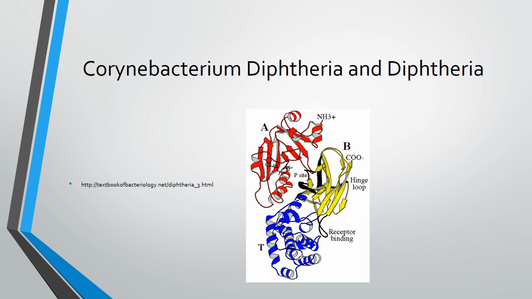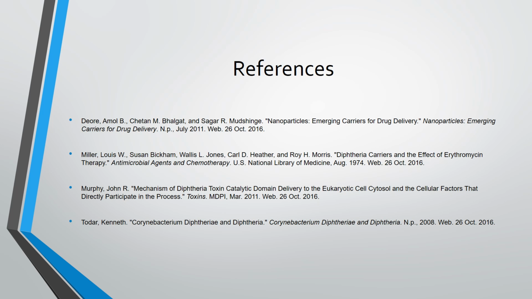Proteolytic nicking of the secreted form of the toxin separates the red and yellow chains from each other. The yellow chain's hydrophobic translocation region is responsible for insertion into the endosome membrane to secure the release of the red chain. And lastly, here are my references.